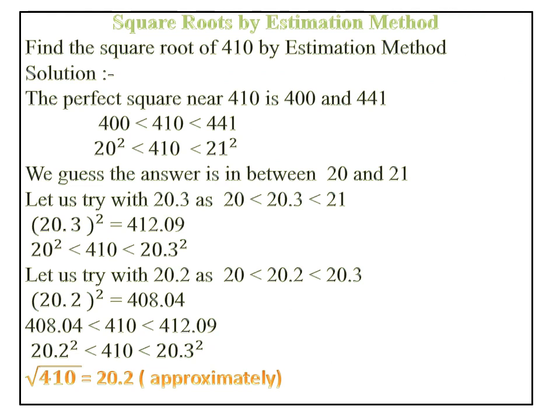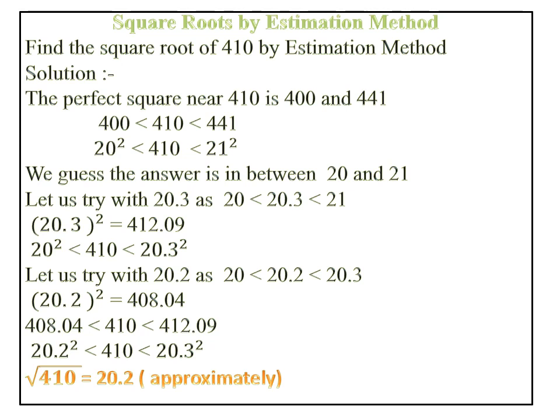Now how to find the square roots by the estimation method. Here we have taken 410. Now we have to find the perfect squares near 410, that is 400 and 441. So 400 is the perfect square of 20 and 441 is the perfect square of 21. Now 20 square is less than 410, which is less than 21 square. Now we guess the answer is in between 20 and 21 because 410 lies between 400 and 441.